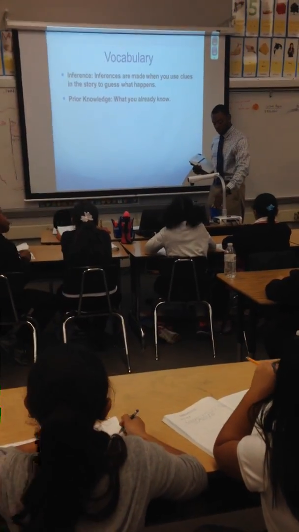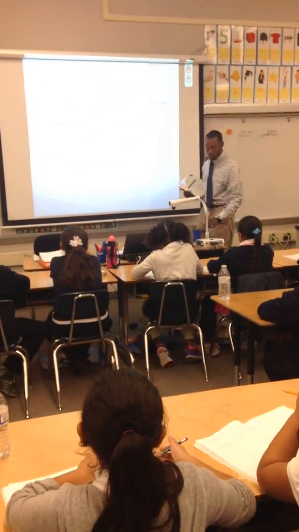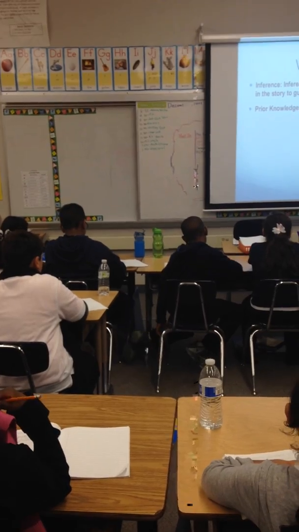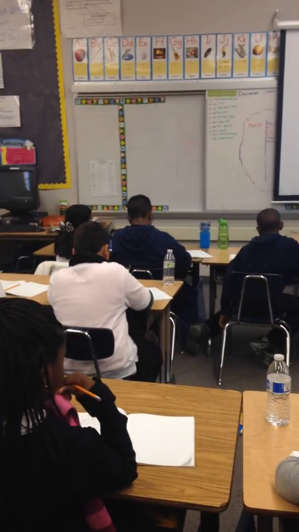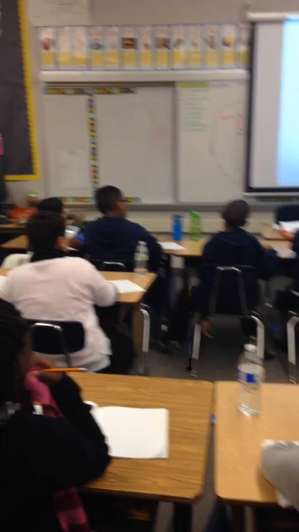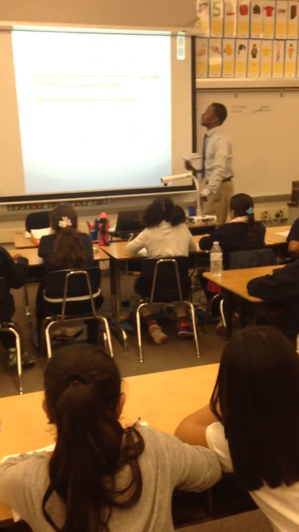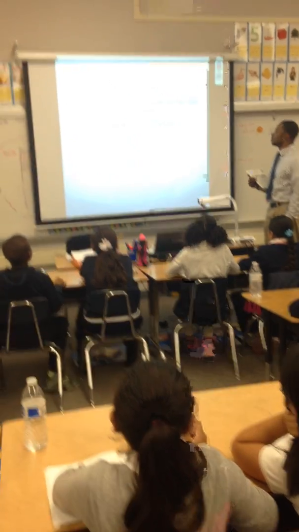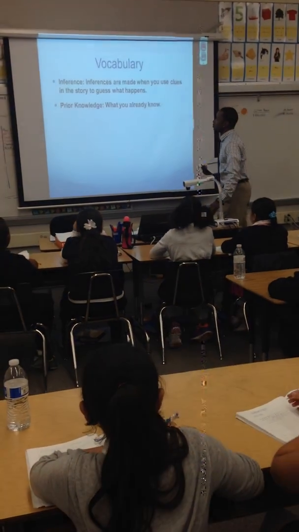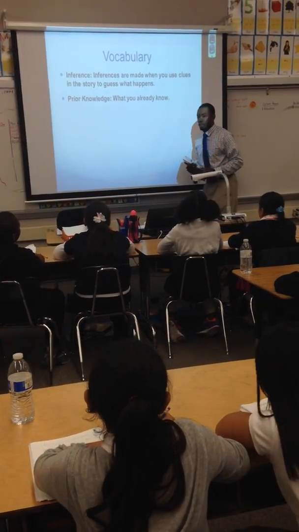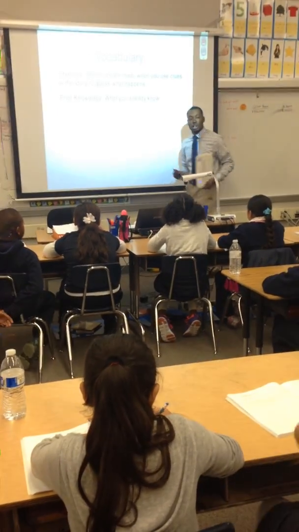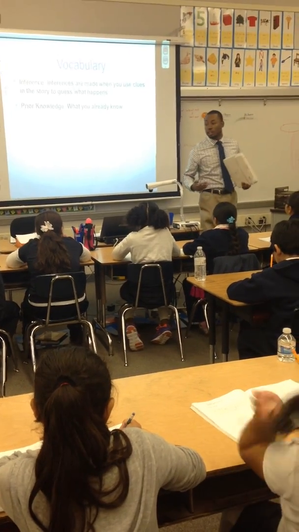Let's see who's with me. Number 23, what's an inference? An inference is made when you use clues in the story to guess what happened. Good. Class, what did she say? An inference is made when you use clues in the story to guess what happened. Good. So basically inference is you get to be a detective and you have to use the clues in the story to guess what happened.